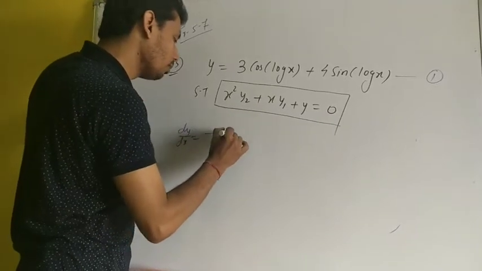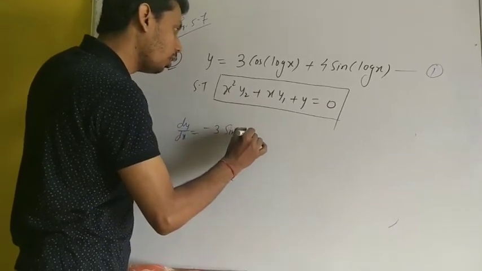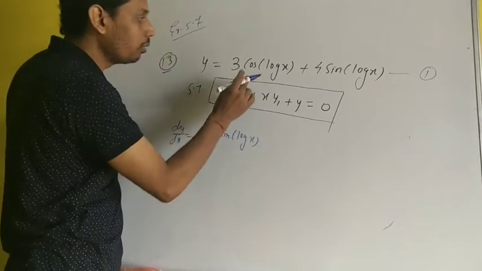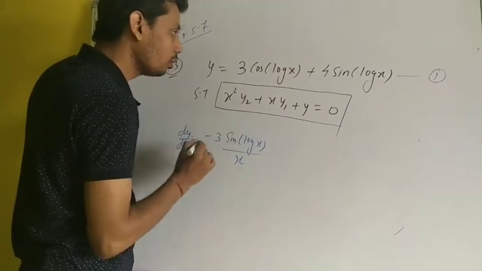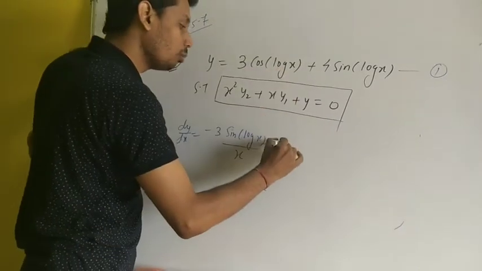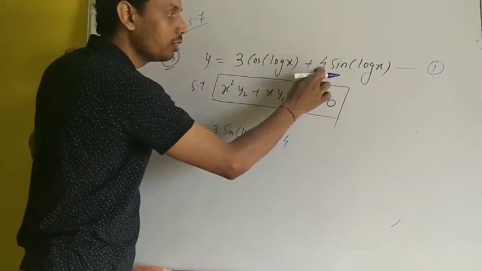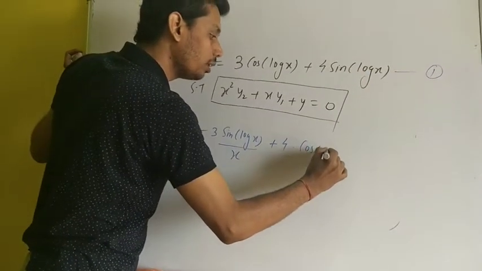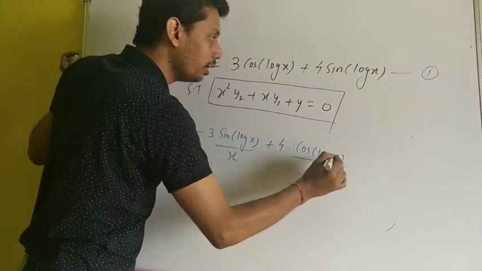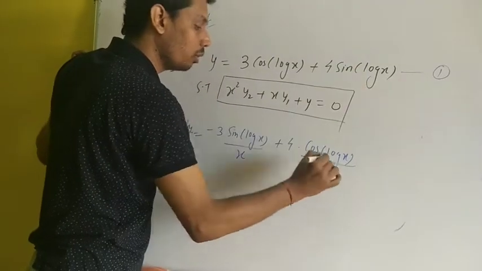So minus sin log x. Then differentiation of this log x will be equals to what? 1 by x. So this part we have differentiated. Plus 4 again, this is constant. Differentiation of sin theta will be equals to what? Cos theta, that is cos of log x, and then differentiation of log x, 1 by x.